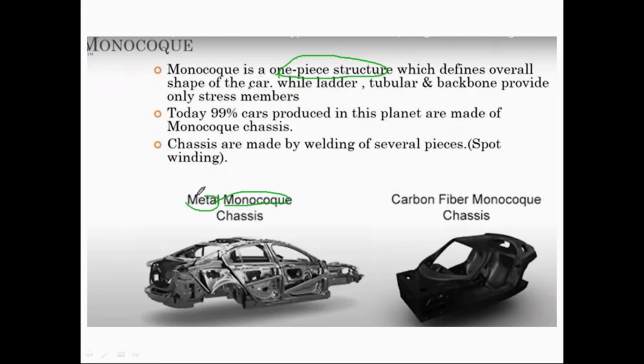We may go for metal monocoque, aluminum monocoque, or either carbon fiber monocoque. It depends. The sports cars may relate it with carbon fiber, so that will be related to the different materials. So this together frame, which will have different ladders, tubular structures, backbones provided, and all other components either will be welded or we can say spot welded.